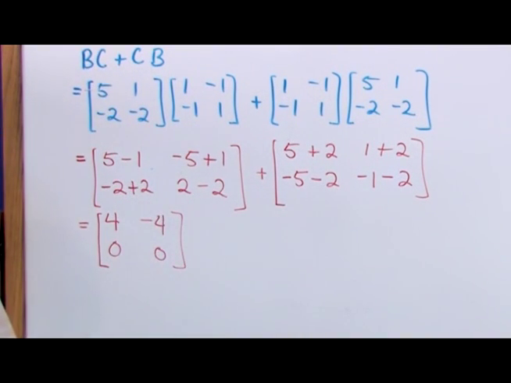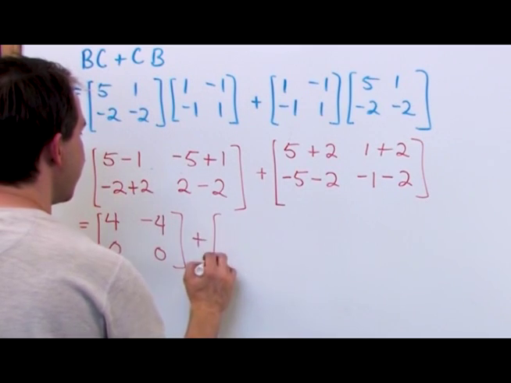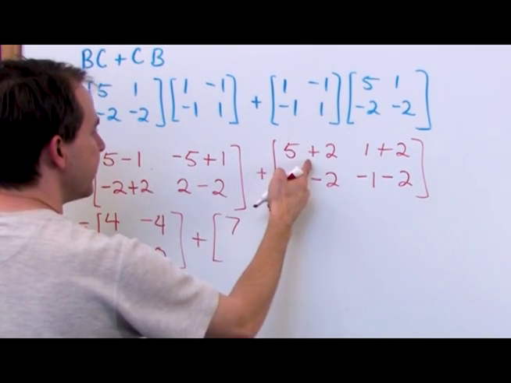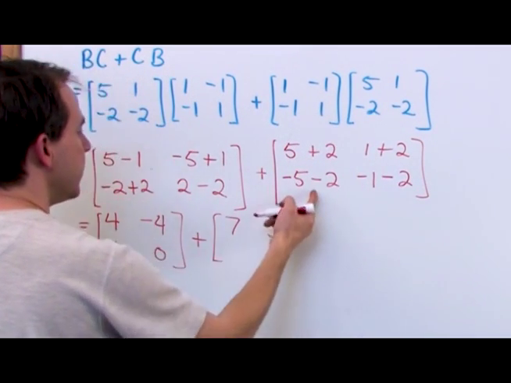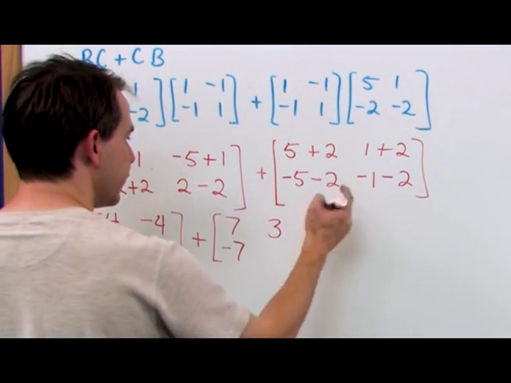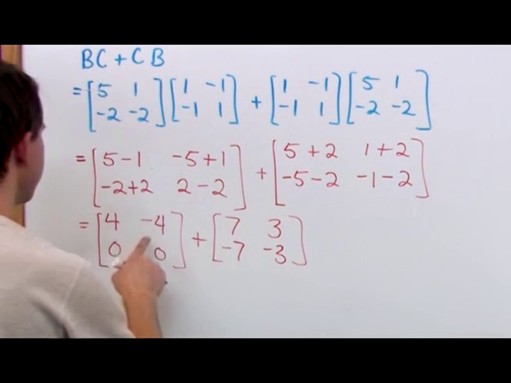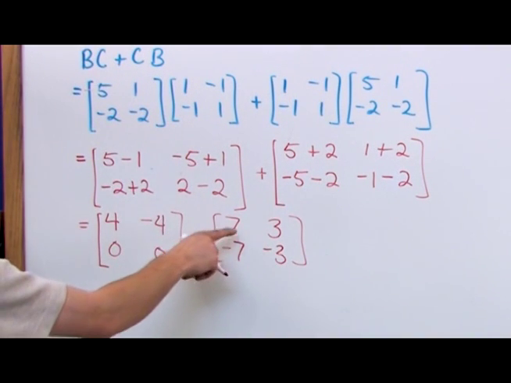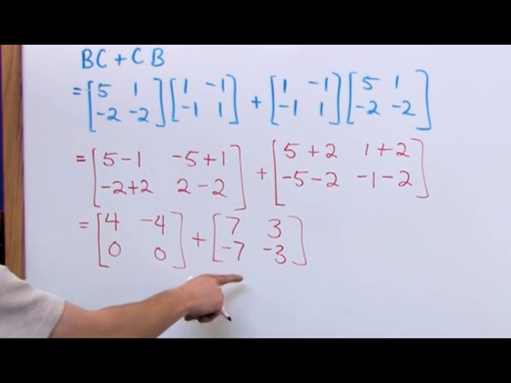Okay. And then what you're going to have here is you're going to be adding to that this matrix. 7, 5 plus 2 is 7. 1 plus 2 is 3. This is going to be negative 7. Negative 5 minus 2 is negative 7. And then over here, you're going to have negative 3. So what we're adding together is 4, negative 4, 0, 0, 7, 3, negative 7, negative 3.